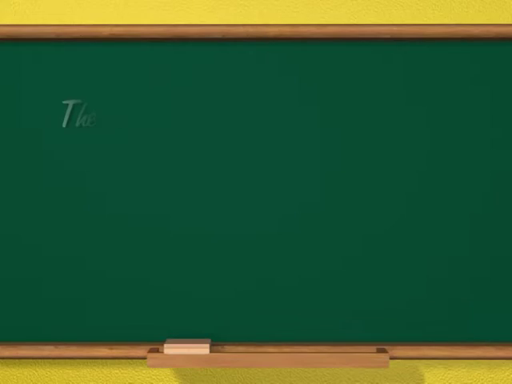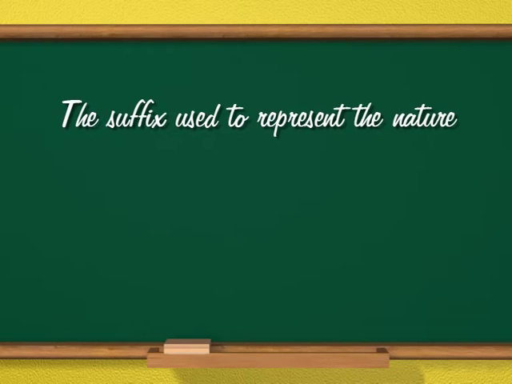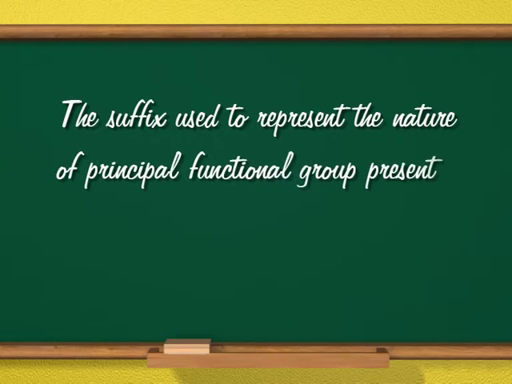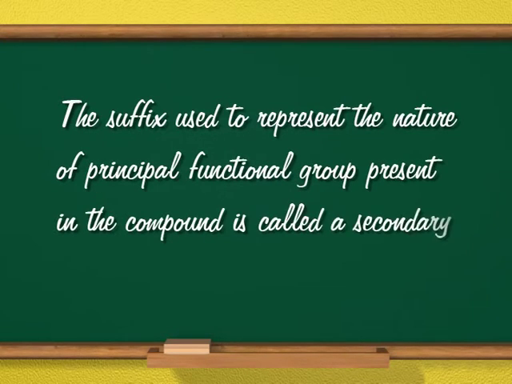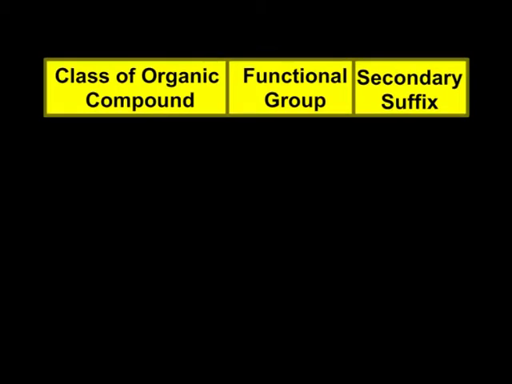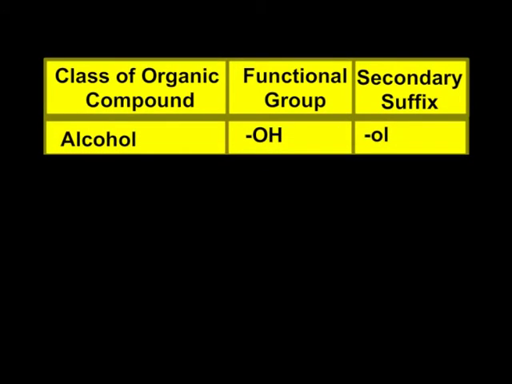Let's discuss secondary suffix. The suffix used to represent the nature of principal functional group present in the compound is called a secondary suffix. Students, we are looking at a table showing the class of some organic compounds, functional group and secondary suffix in them. For alcohol, its functional group is OH, its secondary suffix is ol.